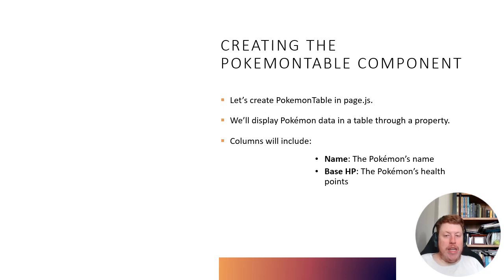To display Pokemon data, we're creating a Pokemon table component with a property that has the Pokemon data. Our table has columns for name and base HP to show each Pokemon's name and health points. We're using sample data for 3 Pokemon and mapping it to display rows dynamically.